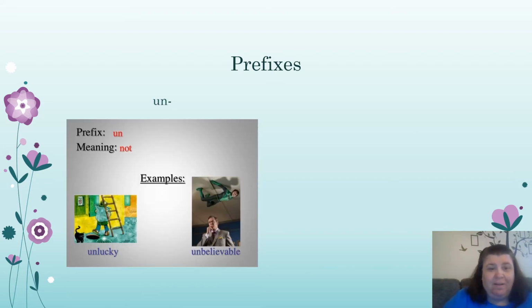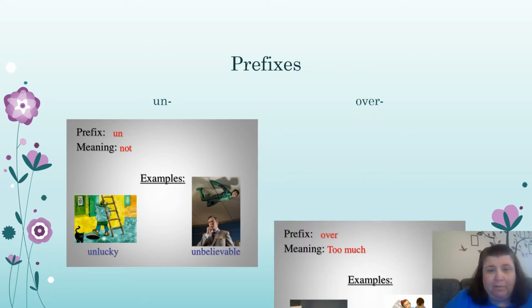Un also means not. So we have lucky, and un in front of it means not lucky. That guy's about to step in a hole. Look at that. And he's walking under a ladder, and there's a black cat. Then we have believable with un in front of it. So it is not believable.